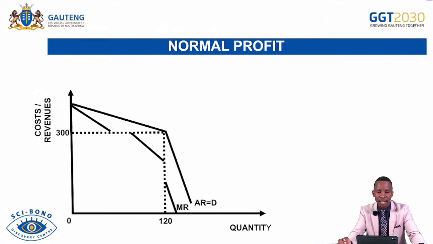This is the normal profit now. So normal profit, remember, prevails when average revenues are equal to what we call average cost.